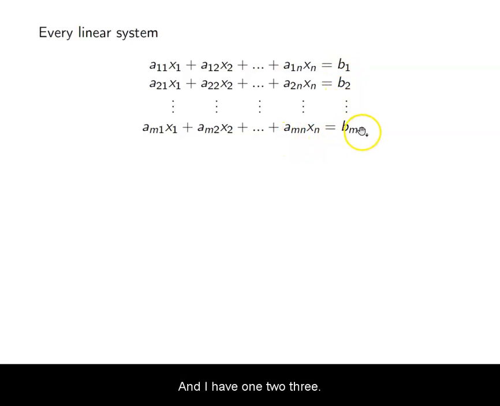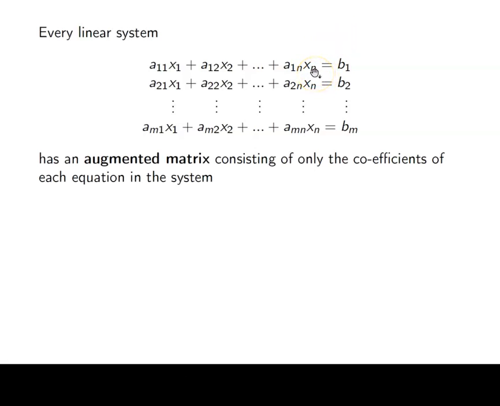Okay, so there's m equations, 1, 2, 3 up to m of them, and I have 1, 2, 3 up to n variables. Okay, so what we would do is take this system of equations. So maybe there's two equations with three variables. Maybe there's 5 equations with only 2 variables, right? It doesn't really matter, but what's going to happen is we take this system and we turn it into a matrix. We call that matrix the augmented matrix.